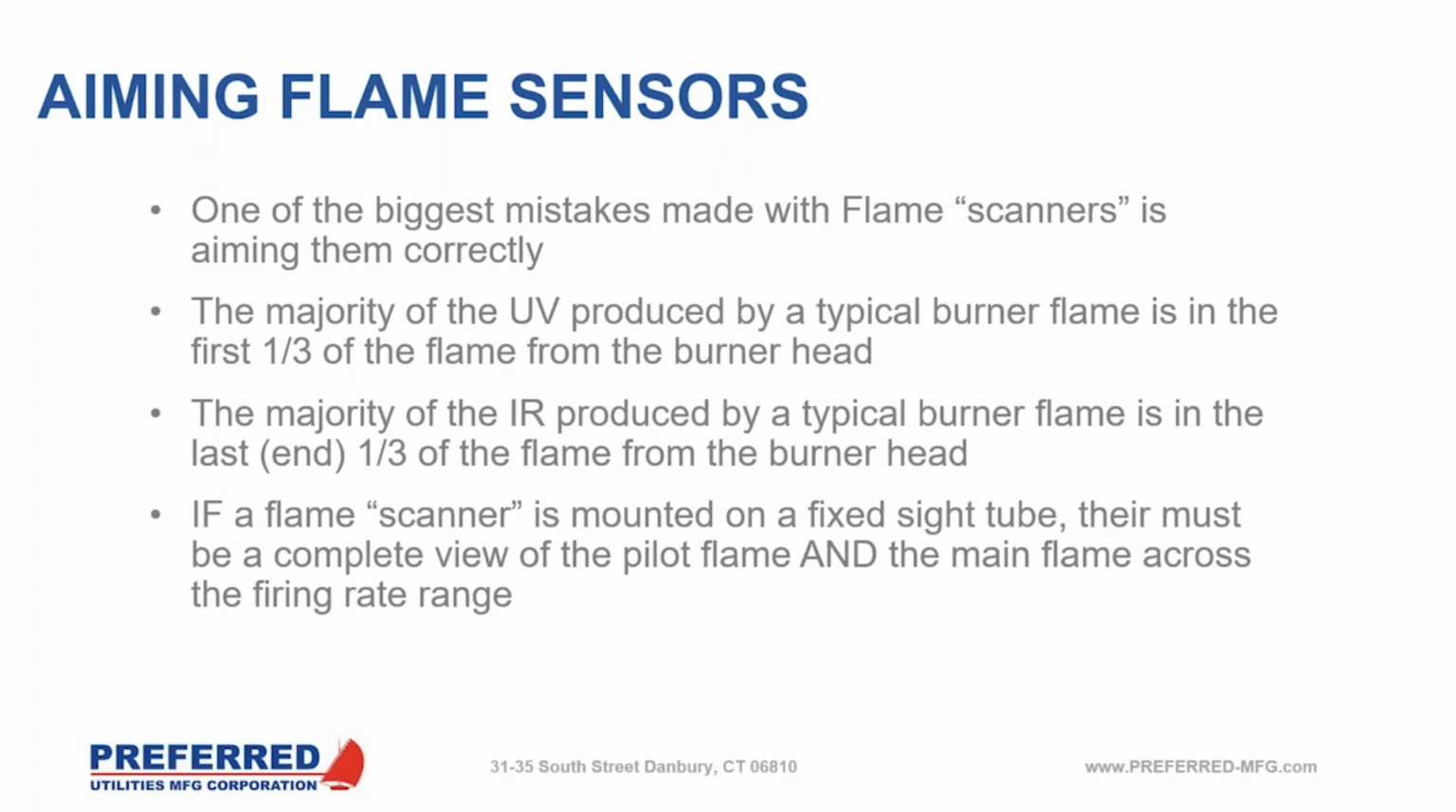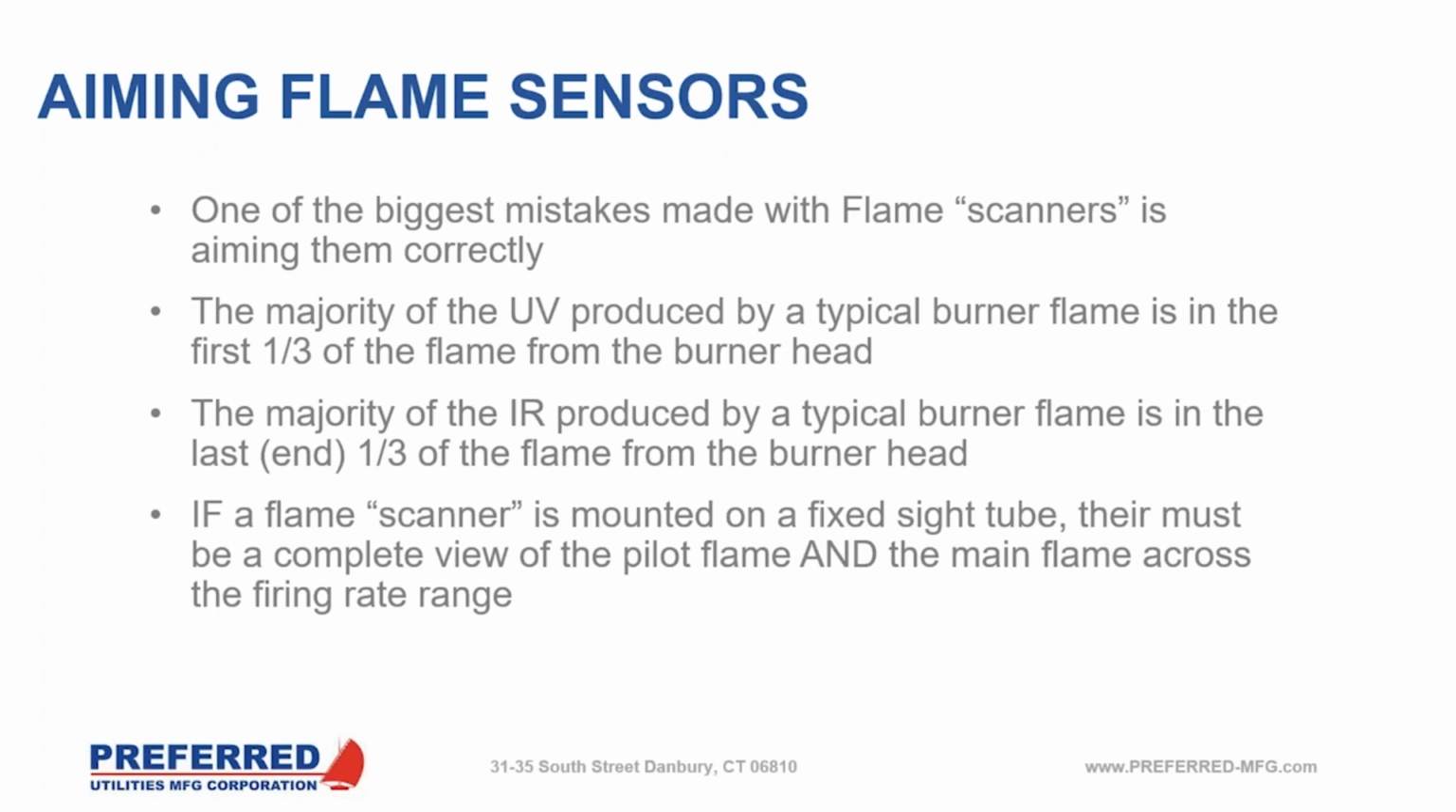Now, one of the things also that can happen is as we increase firing rate, that flame can actually burn off that burner head or lift off, if you will, and we may not have a really good view. A lot of people have been puzzled by, I've got great flame signal at low fire, but it tends to be going away as I go up the firing rate range. It could be that the flame is moving out of the sight view of the flame scanner. So that's something to be aware of.